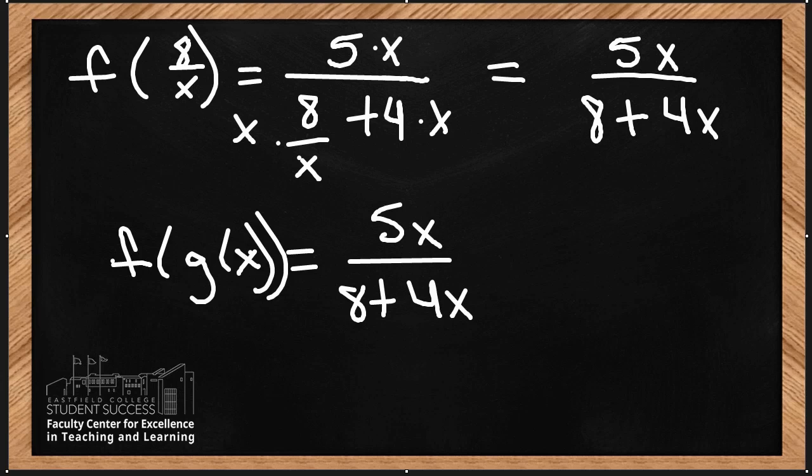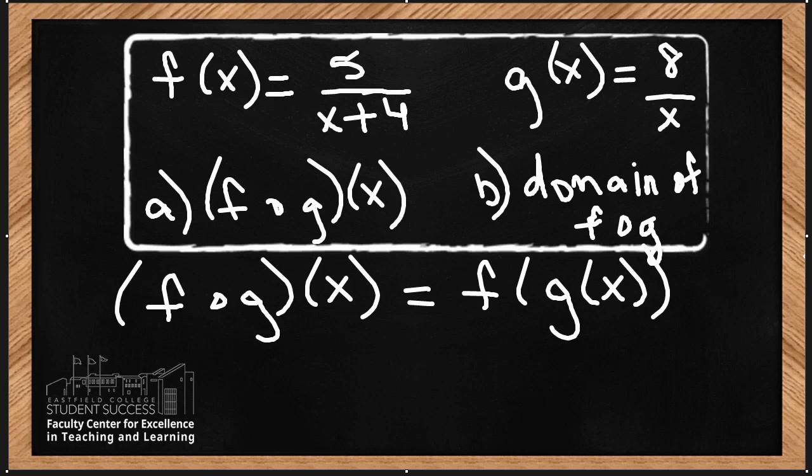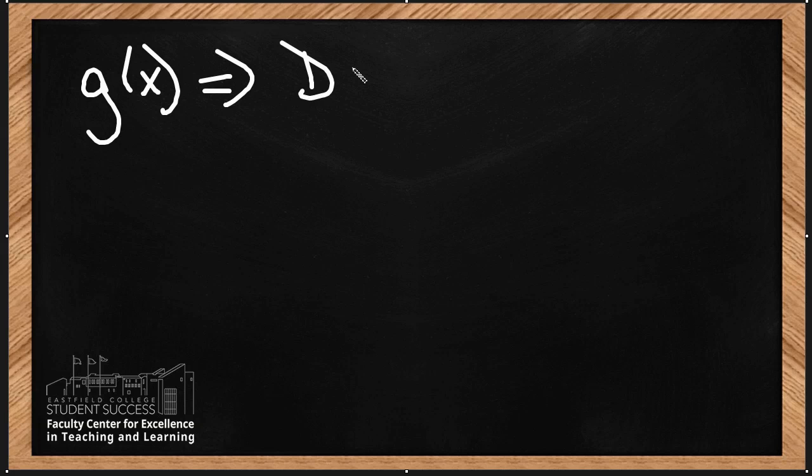Now, the second part of the problem asks to find the domain of f of g. To find the domain of f of g, you need to find the domain of the inside function, and in this case, it's the g function first. So the domain of g of x, which is equal to 8 over x: I cannot let x equal 0 because that would be a 0 in the denominator. So, for g of x, domain, x cannot equal 0.